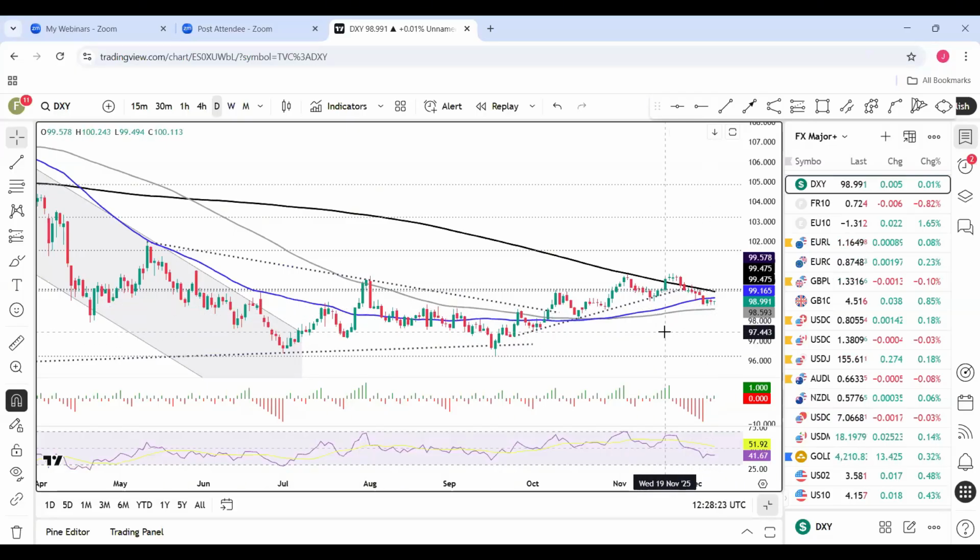So the grey line's the 100-day, that's at 98.59. Otherwise, probably this swing low from the middle of October, that's at 98.03. That'll be a target for the bears. And then obviously long-term lows towards 96.